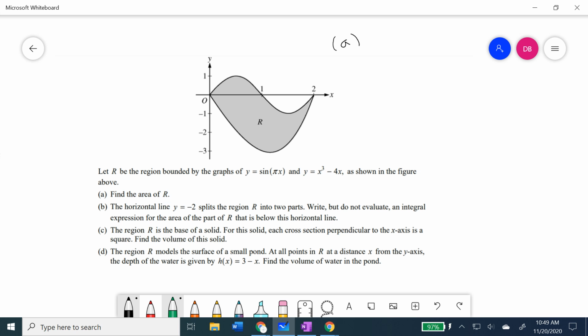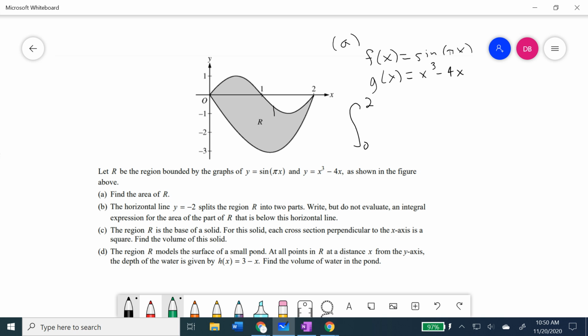In that space, you can specify f of x is equal to the sine of pi x, and g of x is equal to x cubed minus 4x. By doing that, you can save yourself the time of having to write these two functions every time they show up in an integrand. So for finding the area, you have the intersection points as 0 and 2. You can double check it with your calculator.